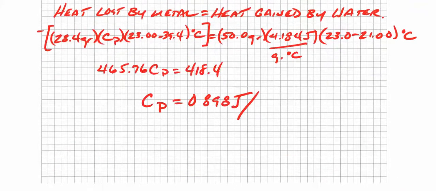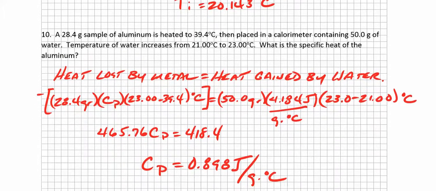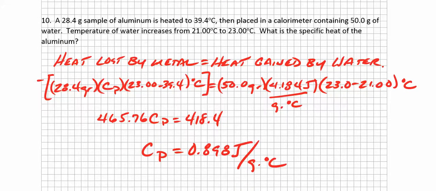Number 10 says this: a 28.4 gram sample of aluminum is heated to 39.4 degrees Celsius and then placed in a calorimeter containing 50 grams of water. The temperature of the water increased from 21 to 23 degrees Celsius. That must mean that the water was cooler than the metal that was dropped into it. What was the specific heat of the aluminum? Same basic idea here. The heat lost by the metal, in this case the aluminum, is equal to the heat gained by the water, right?